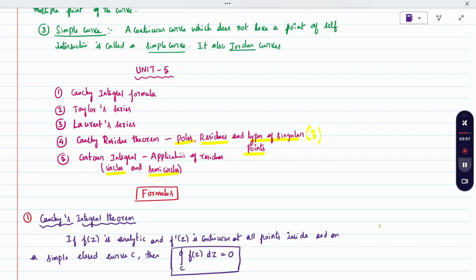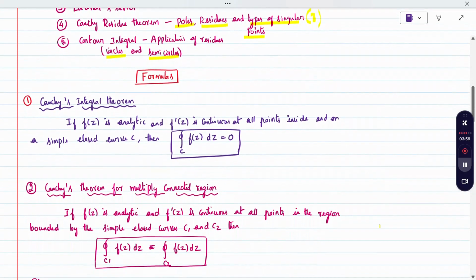First is the Cauchy integral theorem. For every theorem I have given the full statement. Wherever you go, in interviews or elsewhere, they will ask for the full statement, not only the formula. The formula we use only for solving problems, but we have to learn the statement. Proof is not needed.